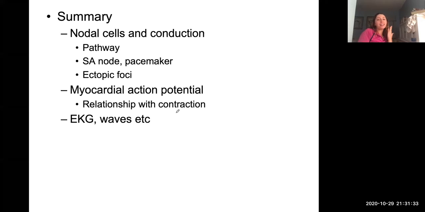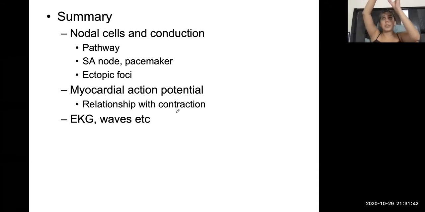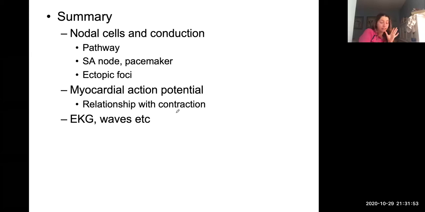So, what is the pathway? Tell me the pathway of the electrical conduction. SA node goes to AV node. It goes through the bundle of His, to the branches, to the Purkinje fibers, and then it contracts the ventricles. Well, that's just the spread of the depolarization, and then via the contractile cells, that would be the contraction. Yes.